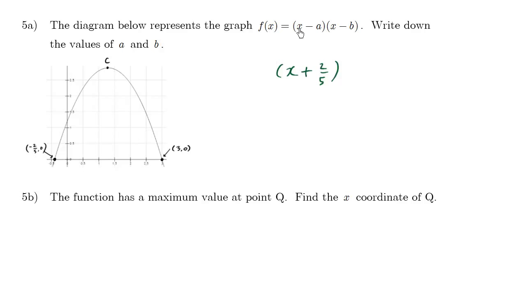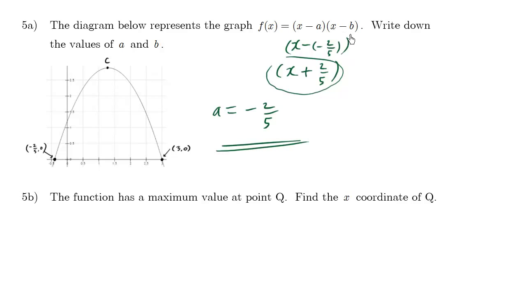So how do we do that? We choose an a value of negative 2/5. If a equals negative 2/5, we have x minus negative 2/5, which becomes x plus 2/5, which is what we wanted, because the plus sign means the root is to the left of the y-axis. So the a value here is negative 2/5.